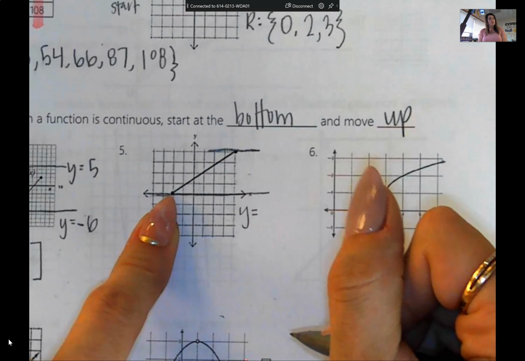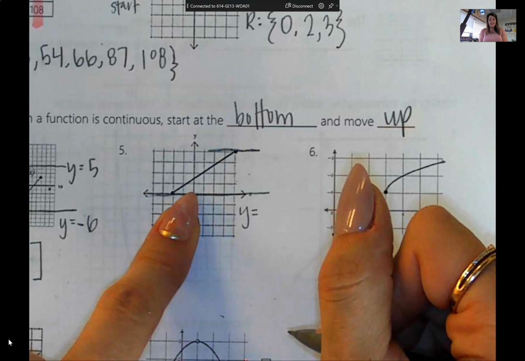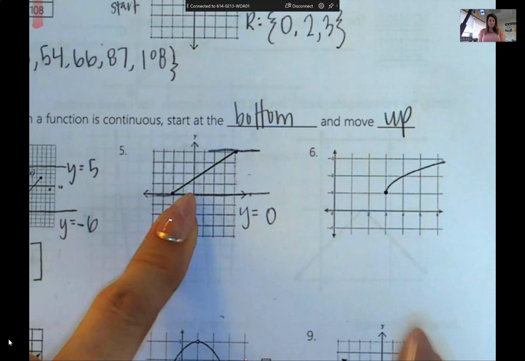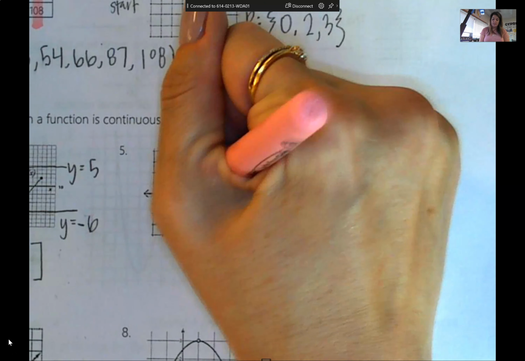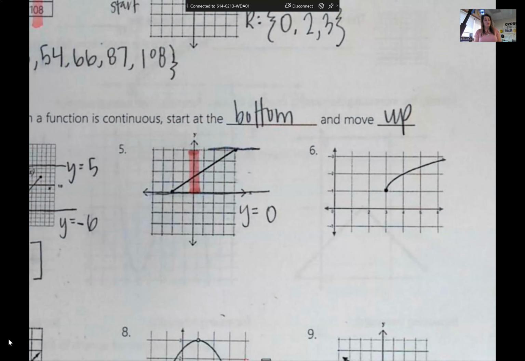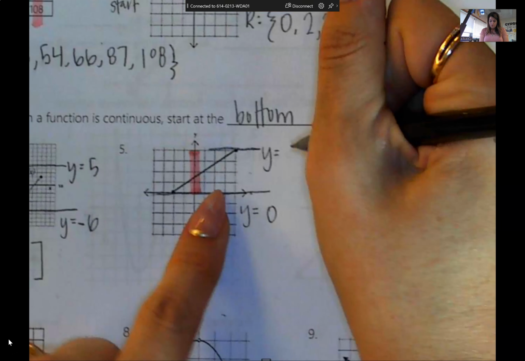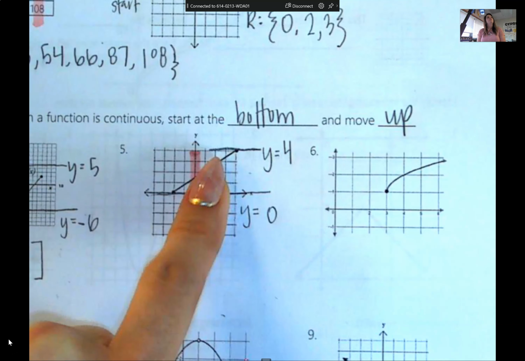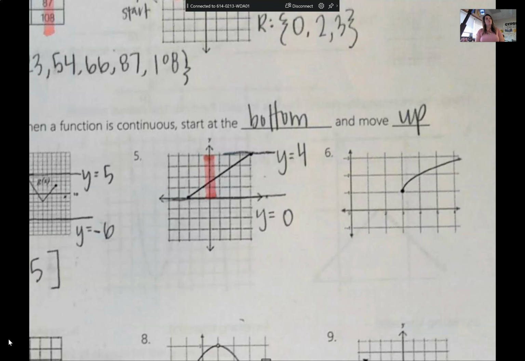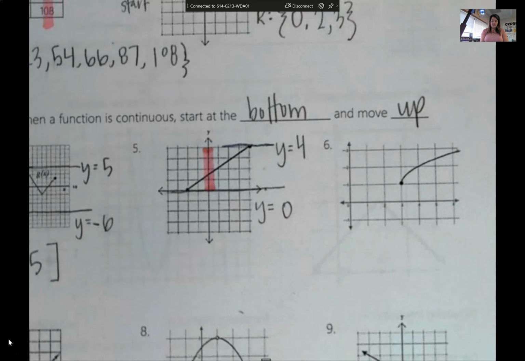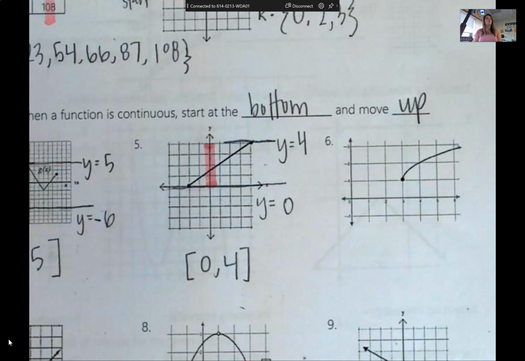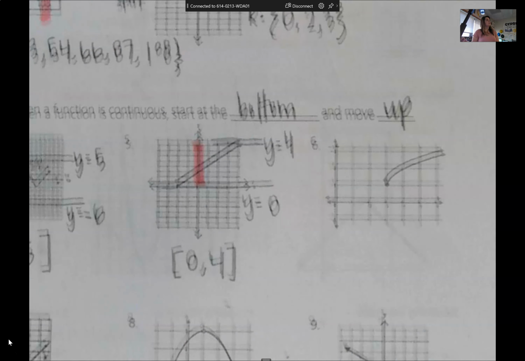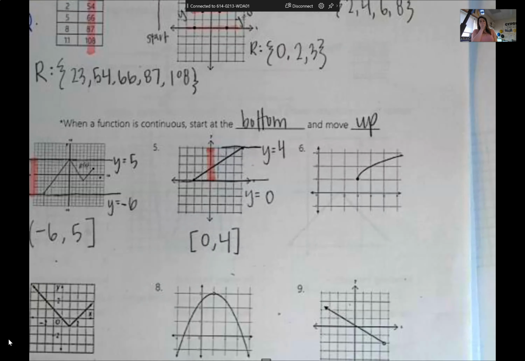0. We're at 0 on the y-axis. So I'll highlight my y-axis in pink this time. That's your range. Okay, where are we at the top? 4. So your y values can be any number, square brackets, from 0 to 4, because those points are closed.